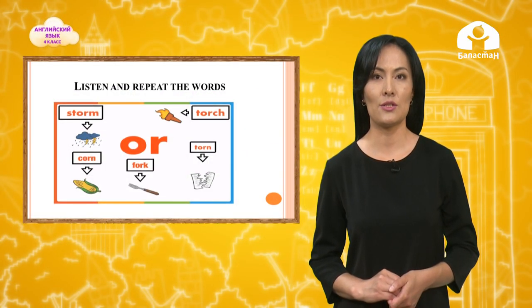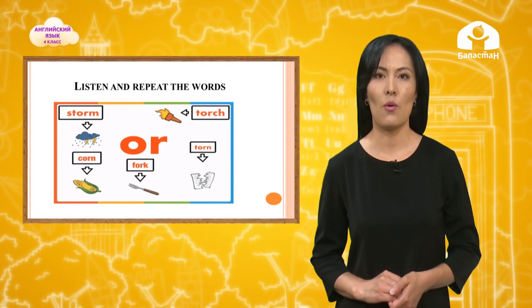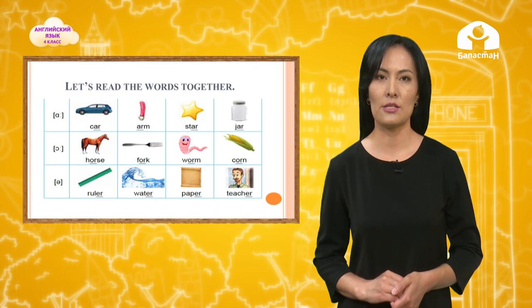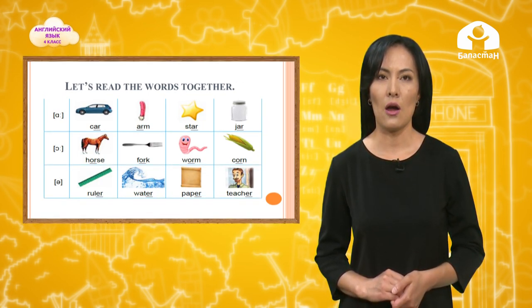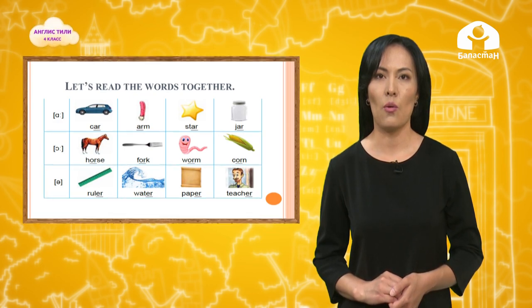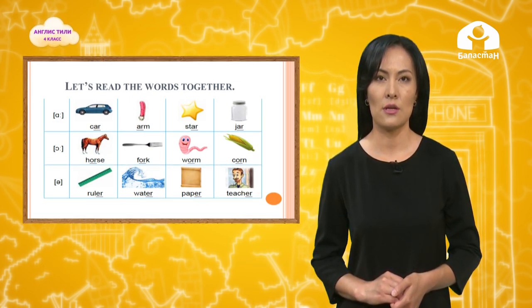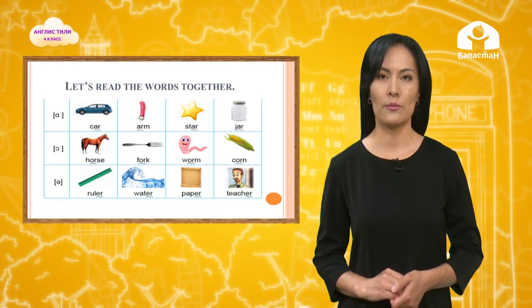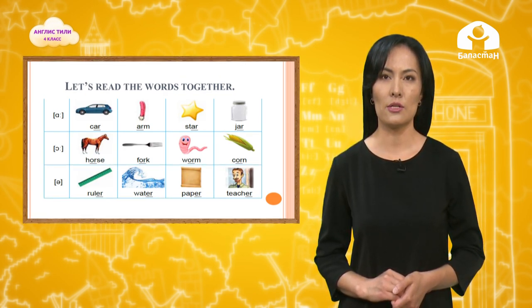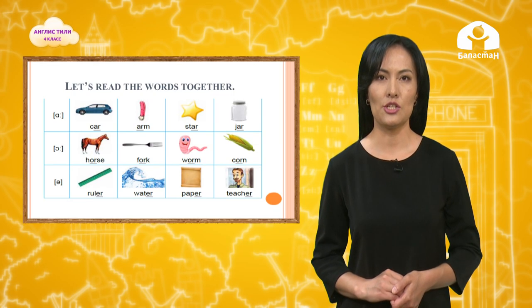Now, listen and repeat the words. Sound OR: storm, corn, fork, torn, torch. Let's read the words together. Sound R: star, arm, car, jar. Sound OR: horse, fork, warm, corn. Sound ER: ruler, water, paper, teacher.